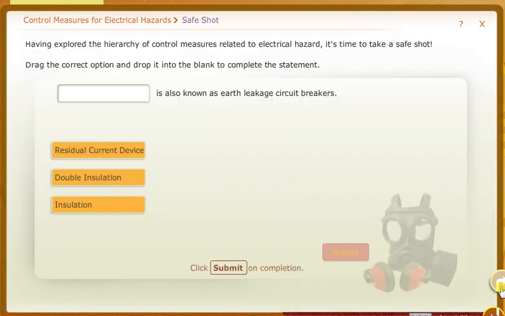Having explored the hierarchy of control measures related to electrical hazard, it's time to take a safe shot. Drag the correct option and drop it into the blank to complete the statement.